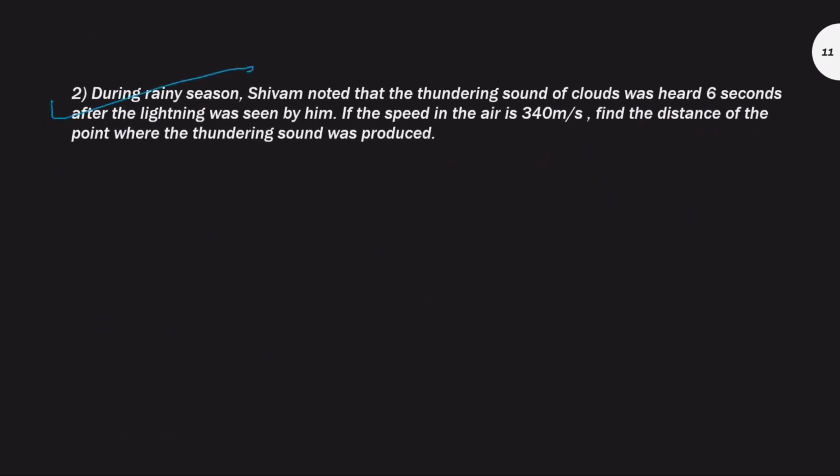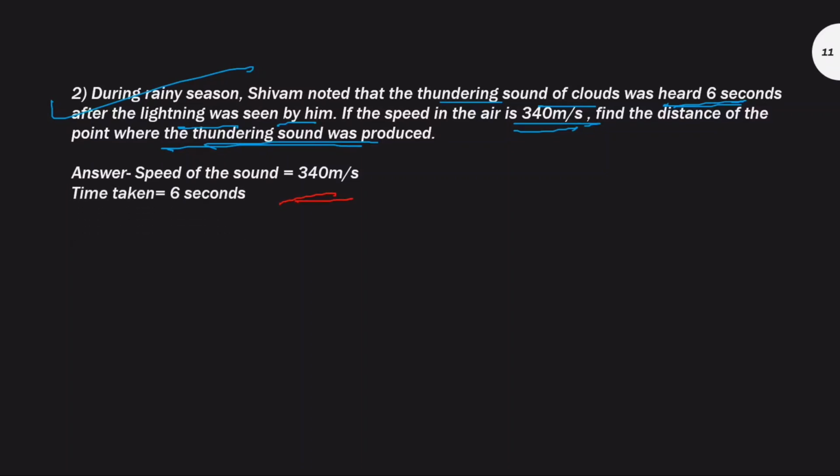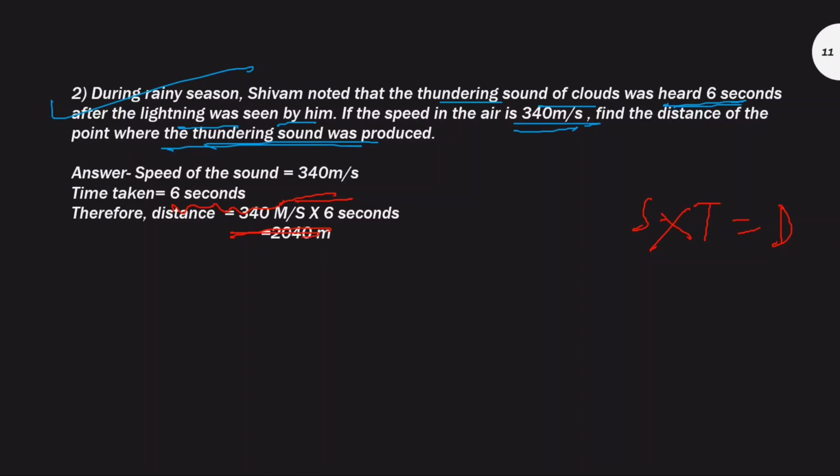Next question. During the rainy season, Shivam noted that the thundering sound of the clouds was heard 6 seconds after the lightning was seen by him. If the speed of sound in air is 340 meters per second, find the distance of the point where the thundering sound was produced. Now the answer. Speed of the sound is given as 340 meter per second. Clear? Now time taken, how much? 6 seconds. So speed and time are given. What do we have to find? We have to find the distance. So speed into time equals distance. So distance would be 340 meter per second into 6 equals how much? Yes, 2040 meter.